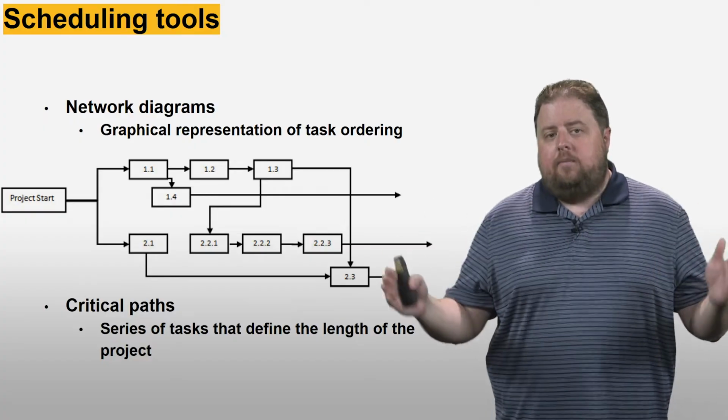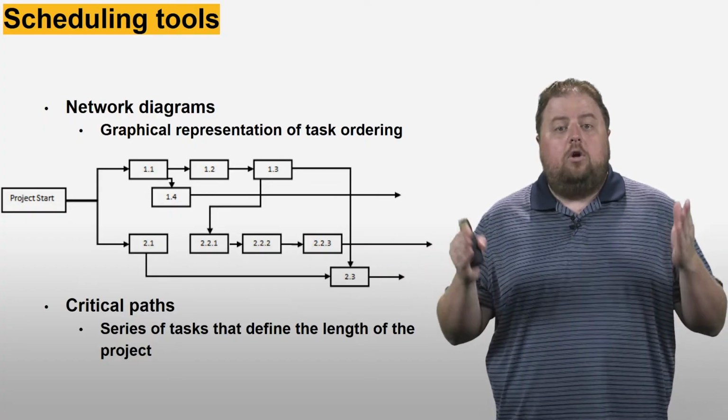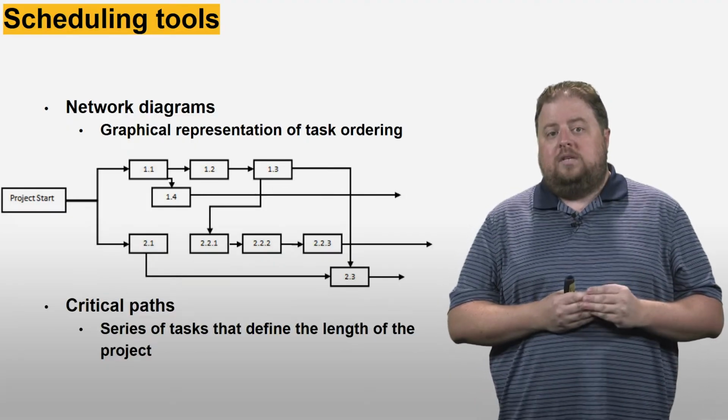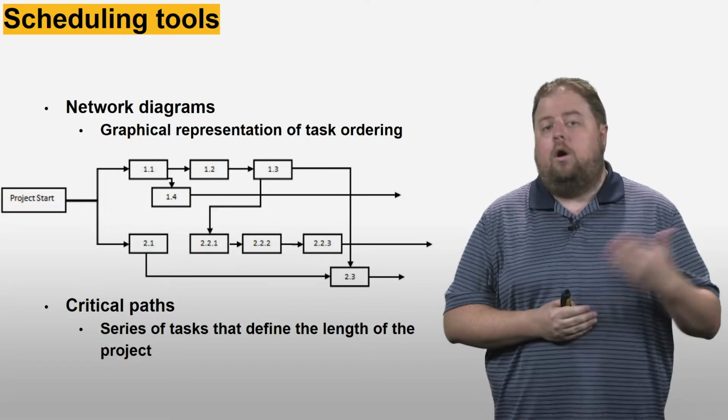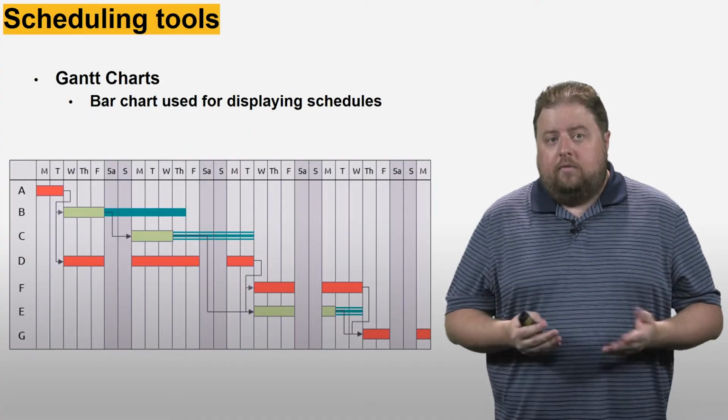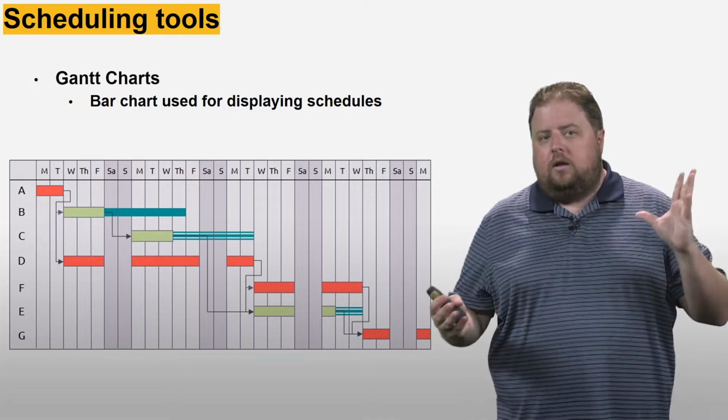If I am beyond my time constraint with my critical path, then I need to go back and readjust my schedule times, or I need to consider removing tasks that might be superfluous or are not adding value to my overall project. The most common way of showing your schedule, once you've put it all together, is a Gantt chart.